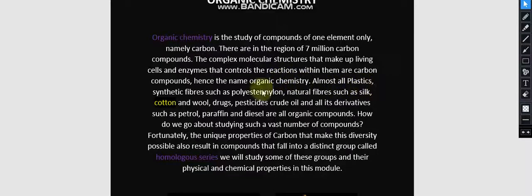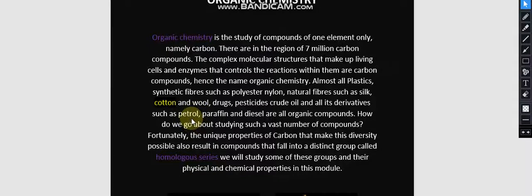Almost all plastics, synthetic fibers such as polyester and nylon, natural fibers such as silk, cotton and wool, drugs, pesticides, crude oil and all its derivatives, things like petrol, paraffin, and diesel, they are all organic compounds. They are really all organic compounds, and they are mainly made of carbon, right?